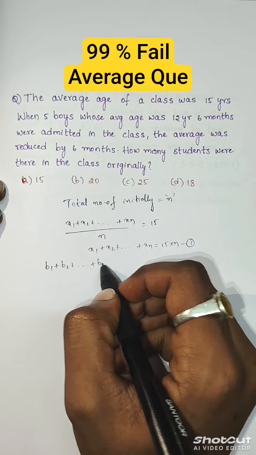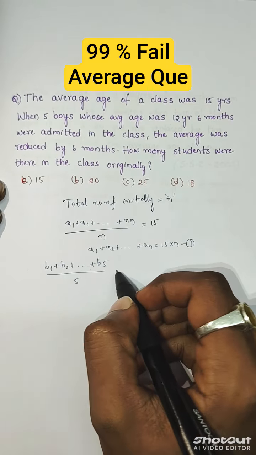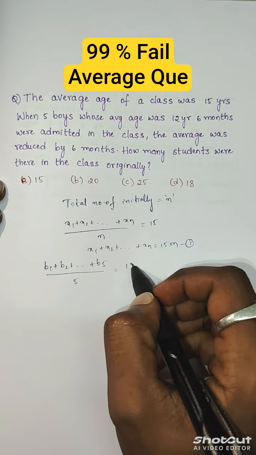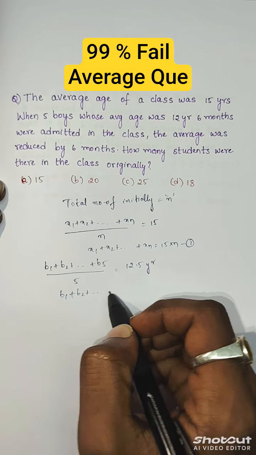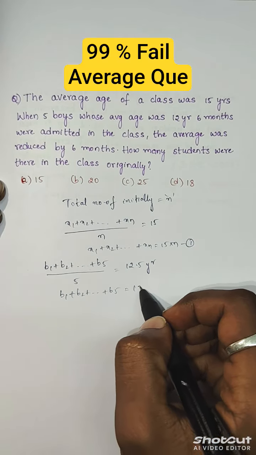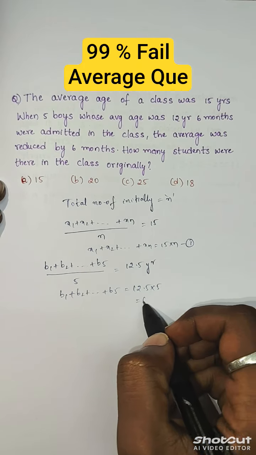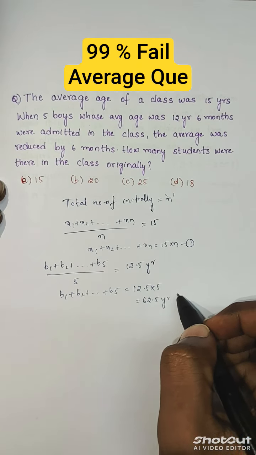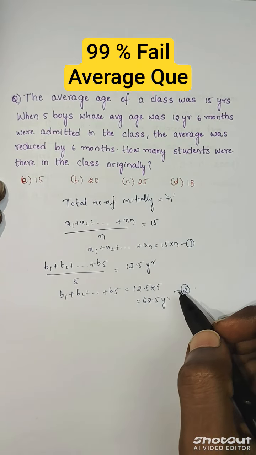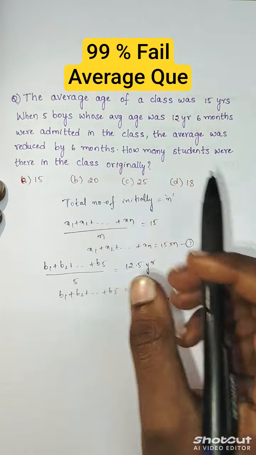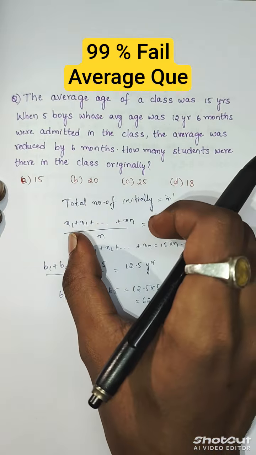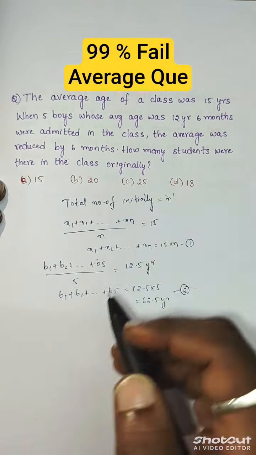(b1 + b2 + b3 + ... + b5) / 5 is 12 years 6 months, that is 12 and a half years, and from this we can say that this becomes 12.5 into 5, that is 62.5 years. Let's assume this as equation 2, and the overall average was reduced by 6 months. When these boys are added to the initial number of students, average is reduced by 6 months.